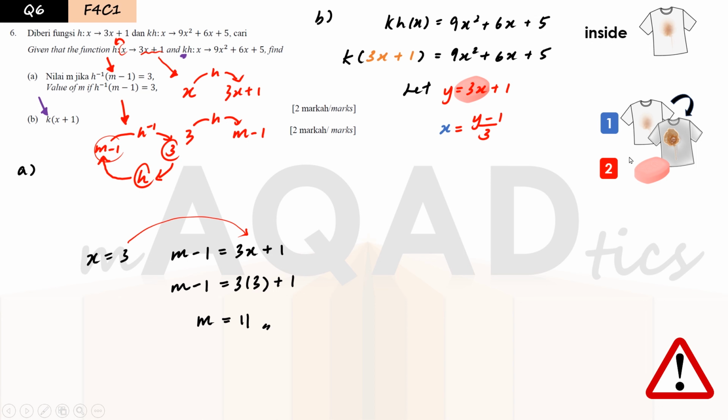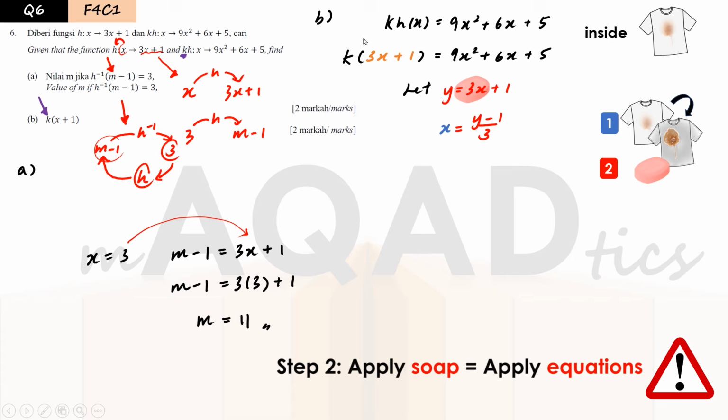The second step is to apply the soap. For this soap, we are going to clean the inside of the shirt already. So we are going to use the two equations that we have formed just now, and we are going to apply it into this equation. This means for the 3x plus 1 here, because we let it be y just now, the left side would be k of y.